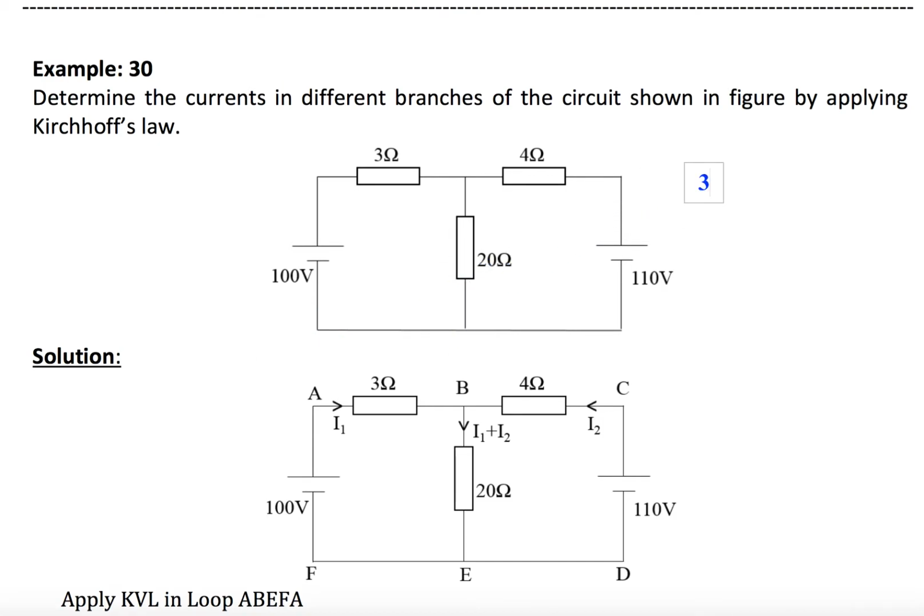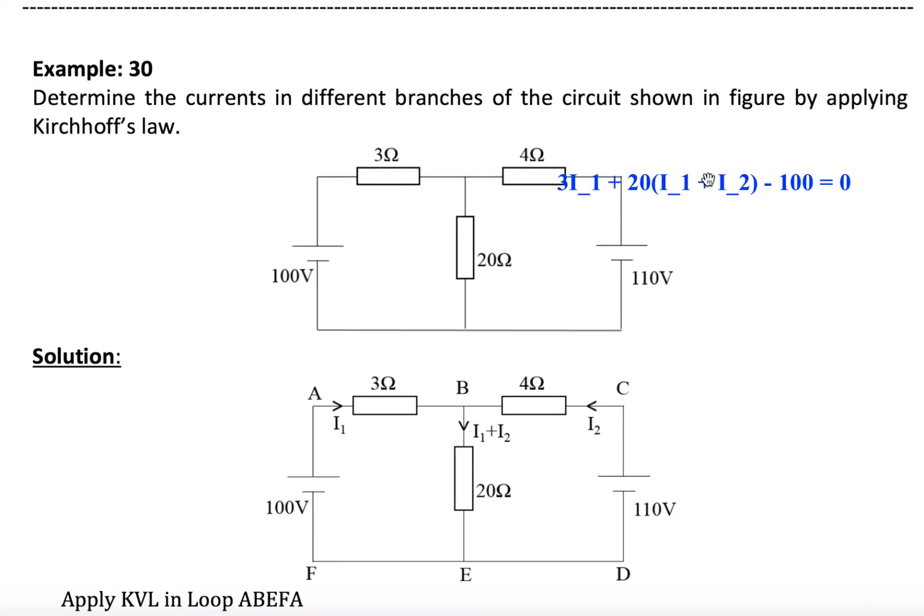3 I1 plus 20 into I1 plus I2, minus 100 equal to 0.